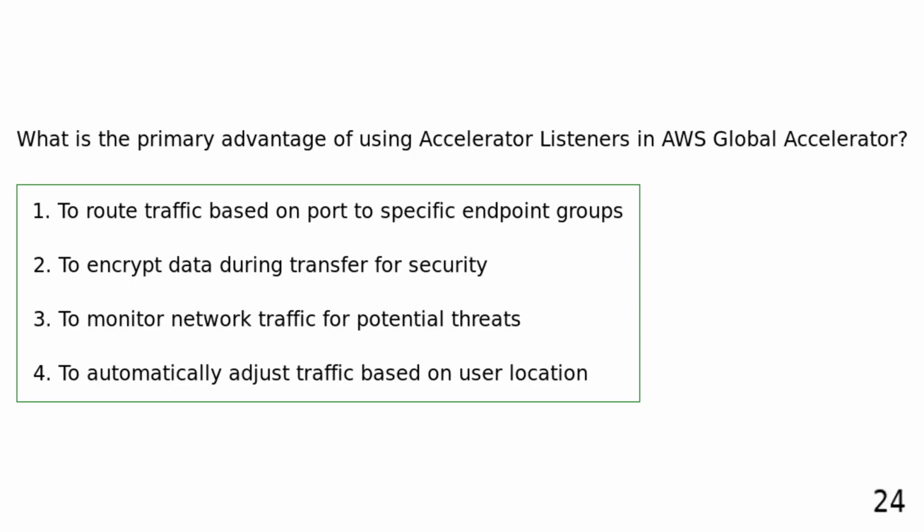What is the primary advantage of using accelerator listeners in AWS Global Accelerator? To route traffic based on port to specific endpoint groups. To encrypt data during transfer for security. To monitor network traffic for potential threats. To automatically adjust traffic based on user location.